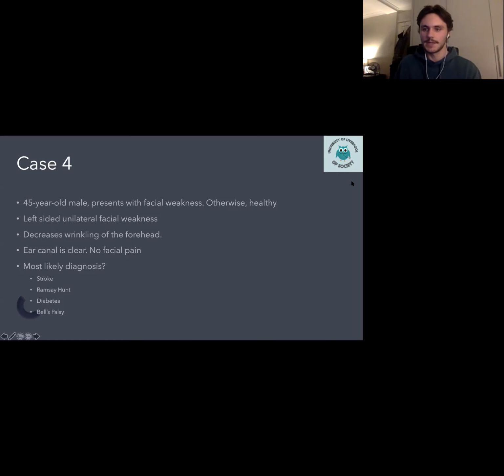So this is thinking back to the facial nerve palsy and trying to figure out, is this an associated lower or upper motor neuron lesion? Okay, yeah, cool. We've got that. So well done, guys. That's Bell's palsy. That is a lower motor neuron lesion. Ramsay Hunt would produce a similar picture, but I tried to rule that out by saying the ear canal is clear and there's no facial pain, so I hope you picked that up.